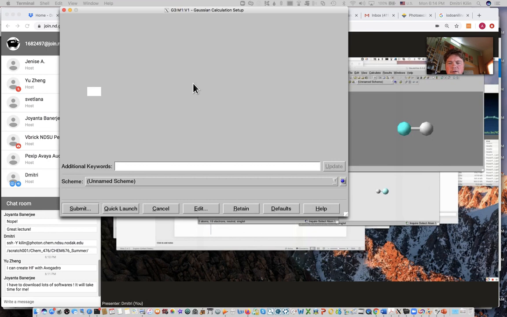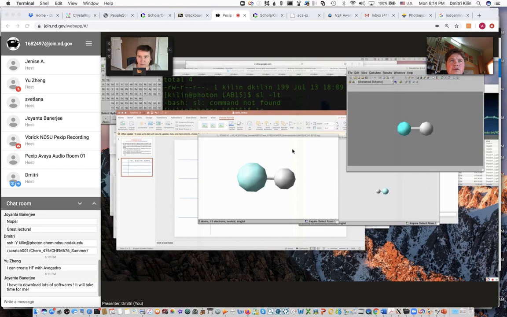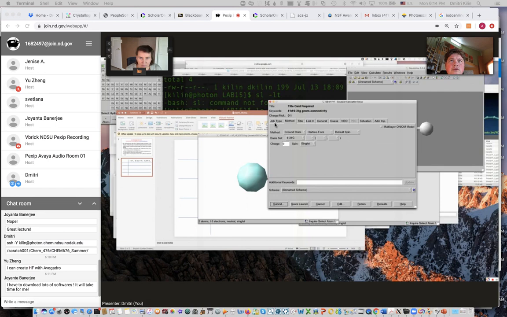So bring in the job type from energy to optimization. And checking that the parameters are the same. Hartree-Fock, 6-31G. Clicking to submit and run this job.